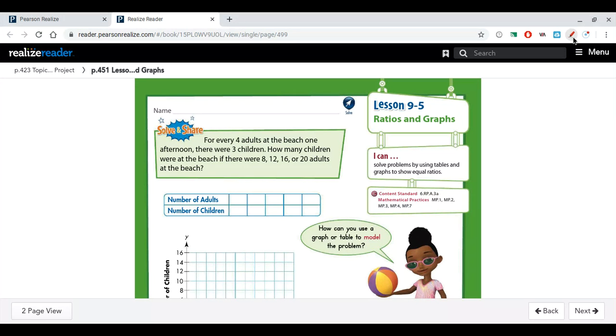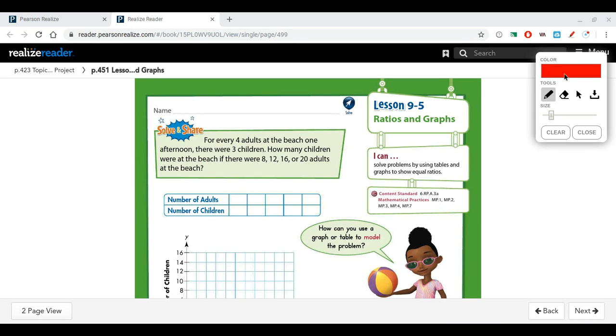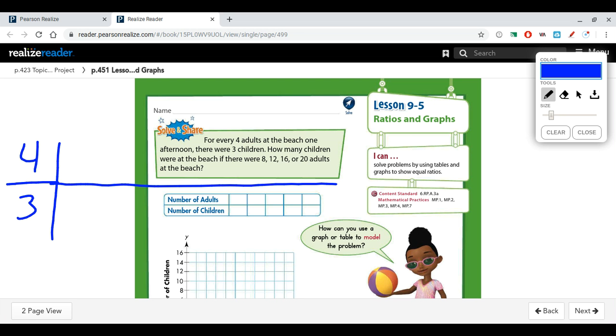The first thing we're going to do is build our ratio table. I'll start with the very first ratio, and I'm going to build mine off to the side. If I have 4 adults, I have 3 children. Then it asked what would happen if I had 8 adults, 12 adults, 16 adults, or 20 adults. So we're just going to go through and build our ratio.